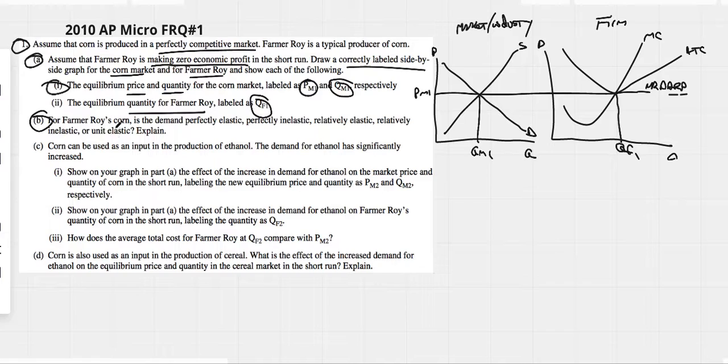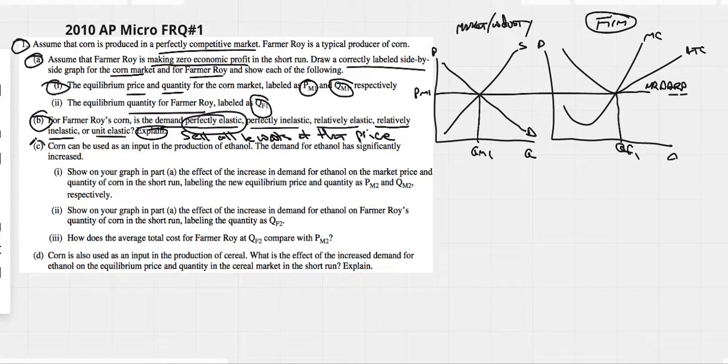For Farmer Roy, is the demand perfectly elastic, perfectly inelastic, relatively inelastic, or unit elastic? Obviously, for Farmer Roy, the firm has a perfectly elastic demand. And we can just say he can sell all he wants at that price. All right.